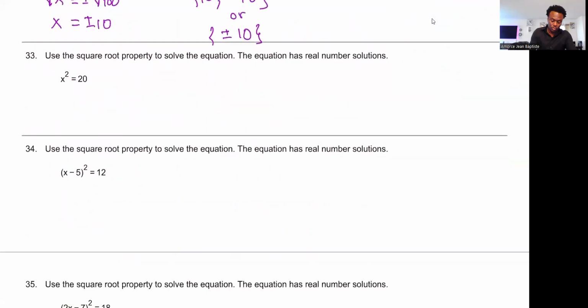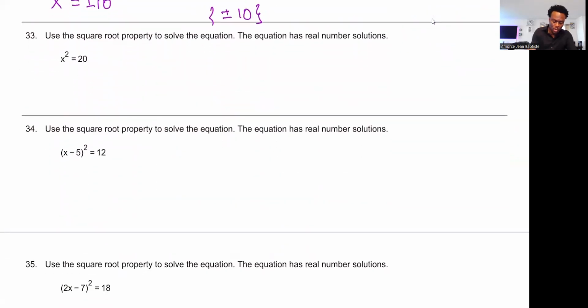Next step. We have this equation: x squared plus 20 equals 20. We want to solve it using the square root property, right? So that's the square root of x squared equals plus or minus the square root of 20. And then we simplify the square root, always simplify. So 20 equals 4 times 5. The square root of 5 is not a perfect square, so it will stay inside of the radical, but the square root of 4 is 2, and then square root of 5.